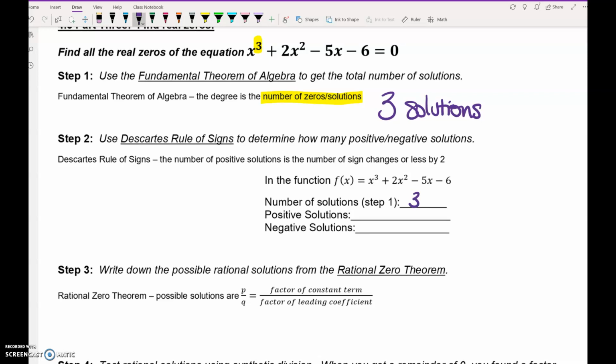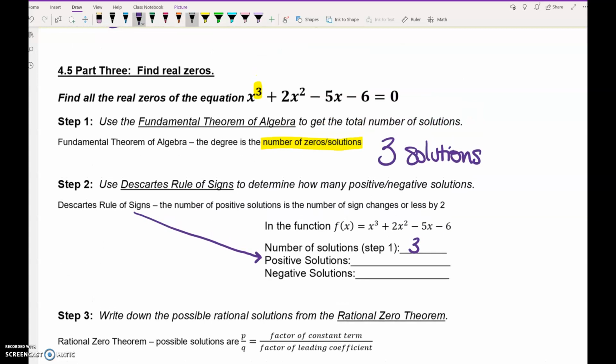The positive solutions come from Descartes' rule of signs. Descartes' rule of signs says that the number of sign changes in the polynomial gives you the number of positive solutions. So what do I mean by sign changes? This first term is positive. Do you all agree that this first term is positive? Okay. The second term is still positive. Right here, we have a sign change.